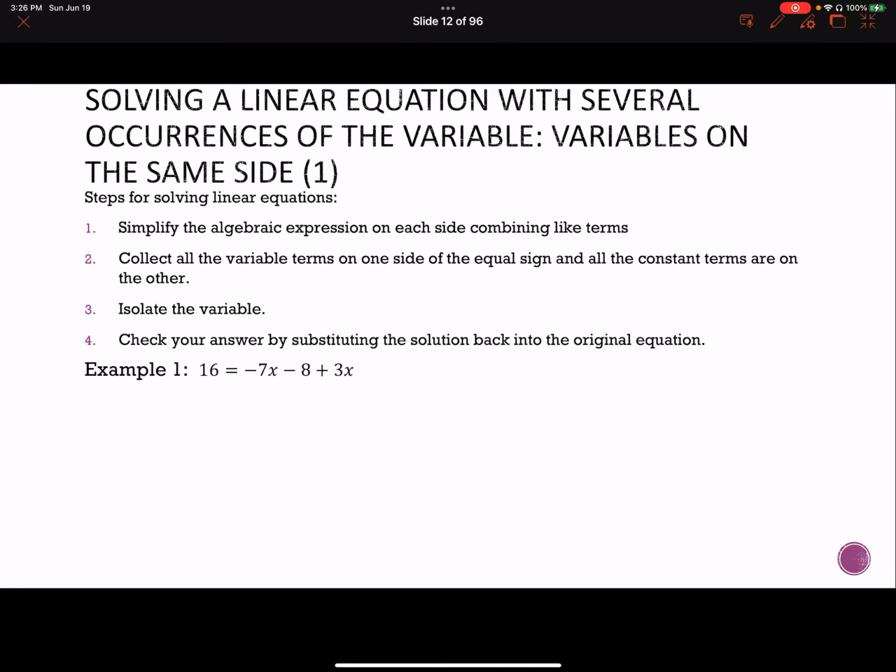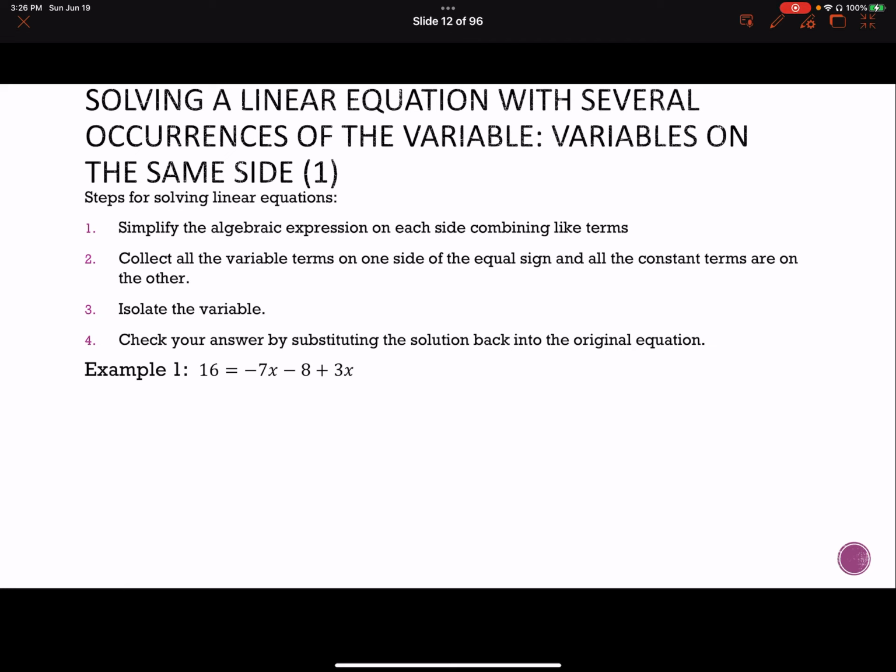This video covers solving a linear equation with several occurrences of the variable where all the variables are on the same side. So the steps for solving linear equations are first to simplify the algebraic expression on each side by combining like terms. Then we need to collect all the variable terms on one side of the equal sign and all the constant terms on the other.